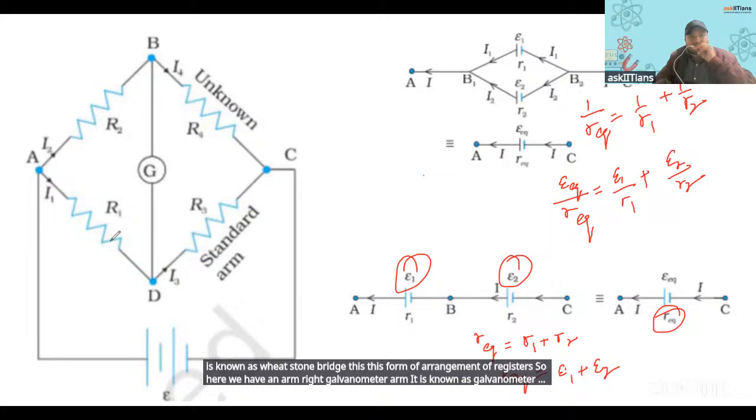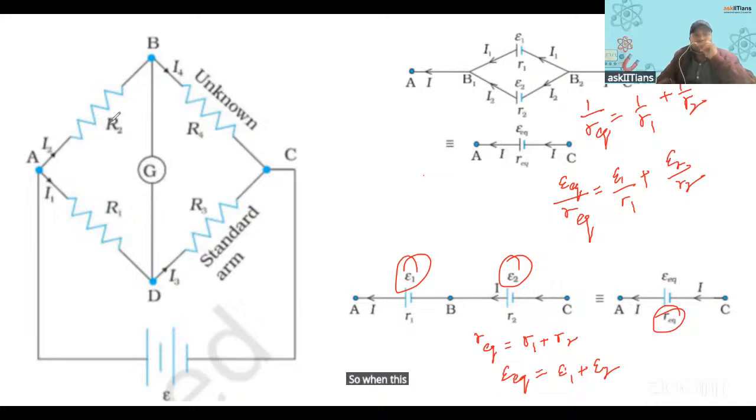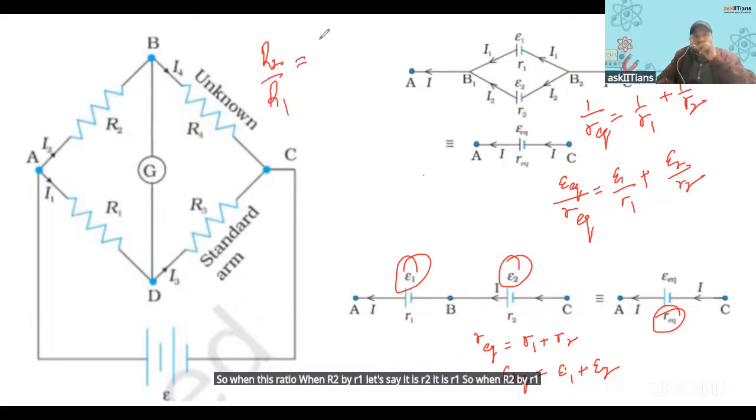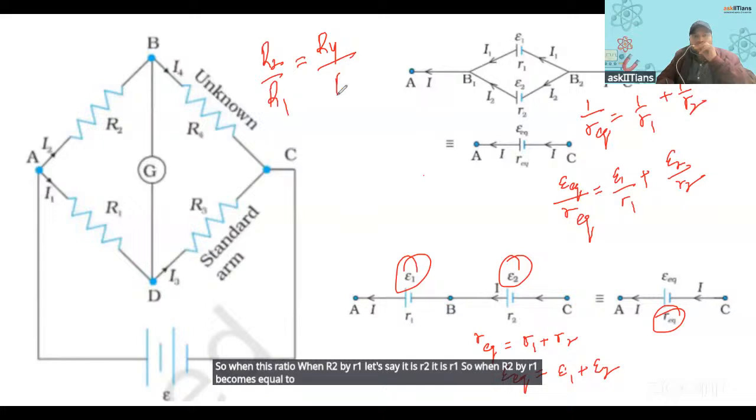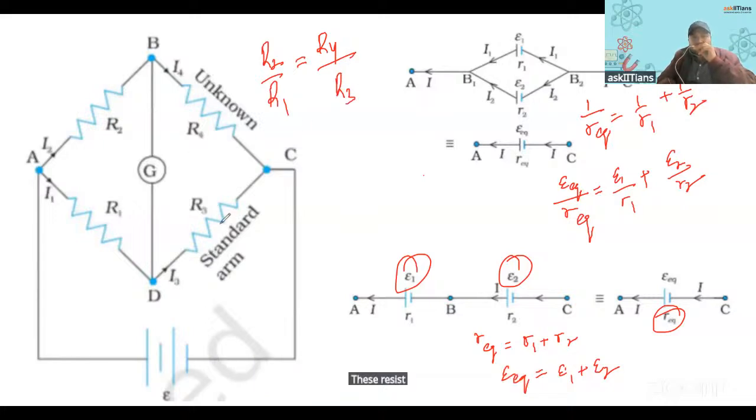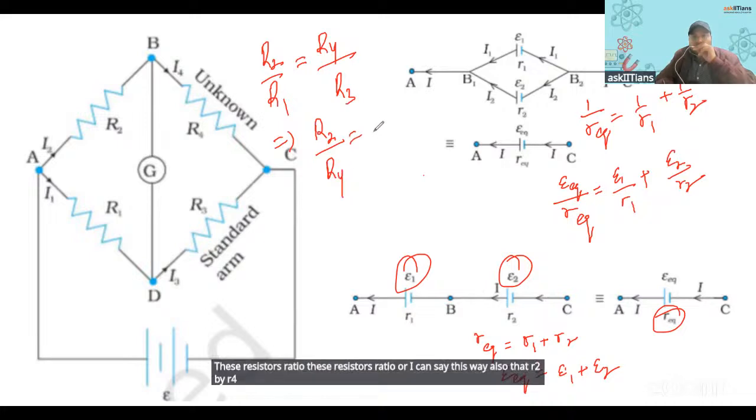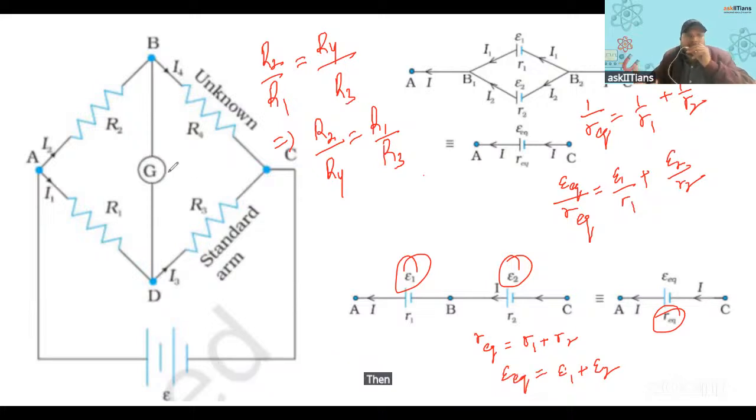When the ratio R2 by R1 becomes equal to R4 by R3, or I can say this way also, that R2 by R4 becomes equal to R1 by R3, if the ratio of these two resistances is equal to the ratio of these two resistances, then we say the Wheatstone bridge is balanced.